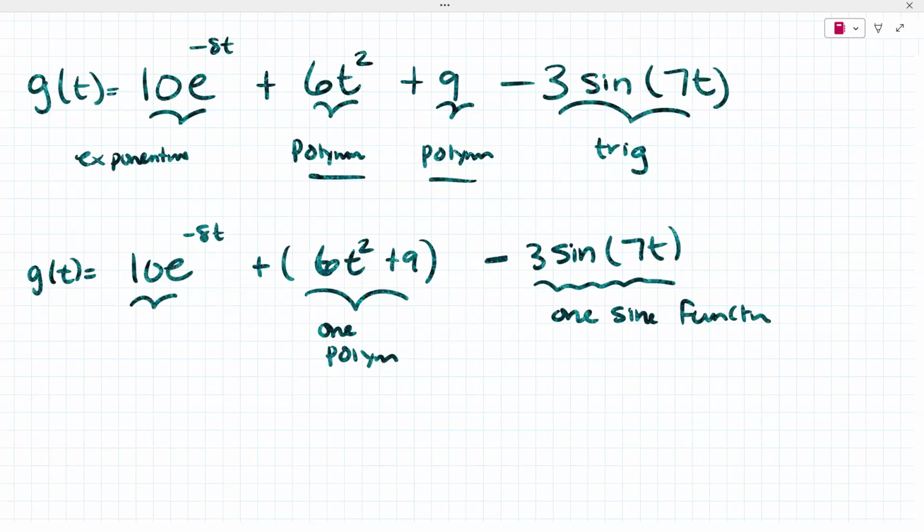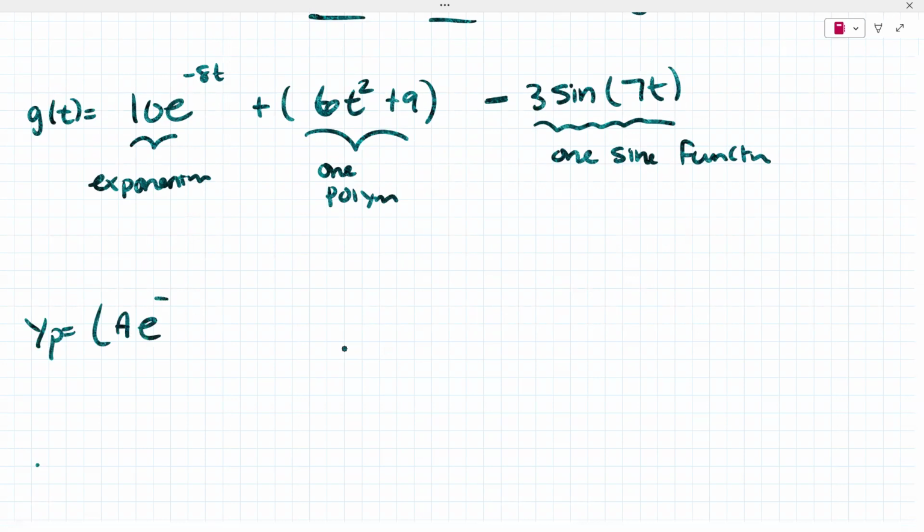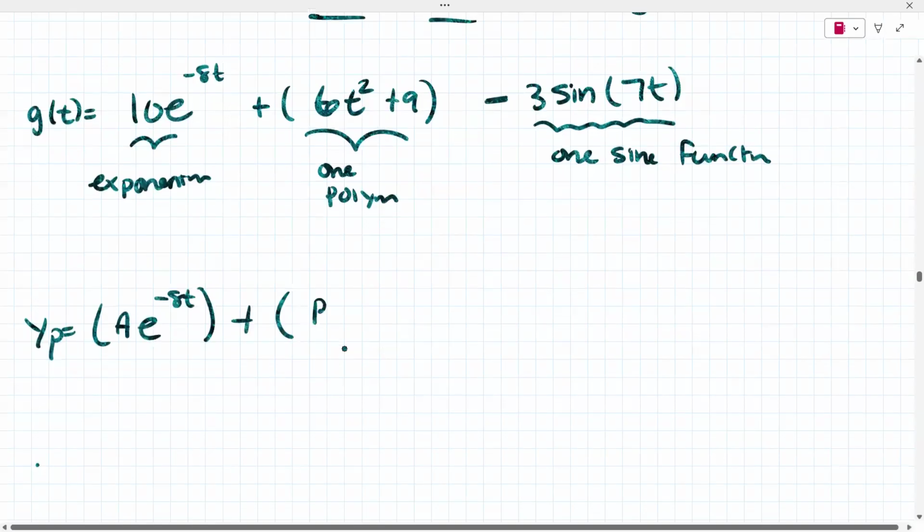And then this is one exponential. So your guess, or your yp, is going to be a e to the negative t plus our polynomial has a power of 2, so it's going to be b t squared plus c t plus d.